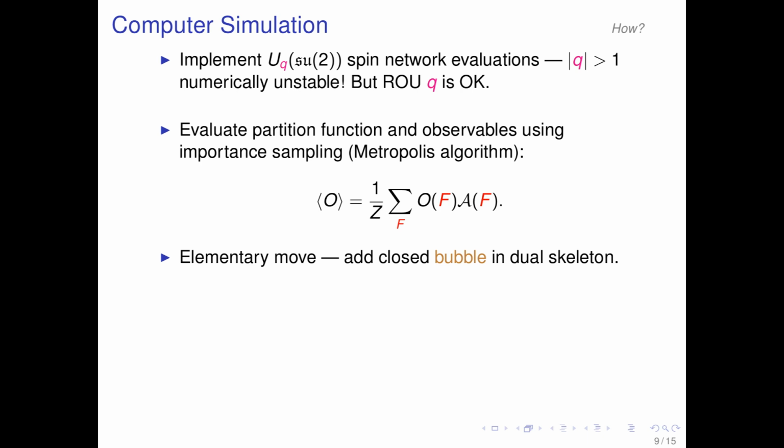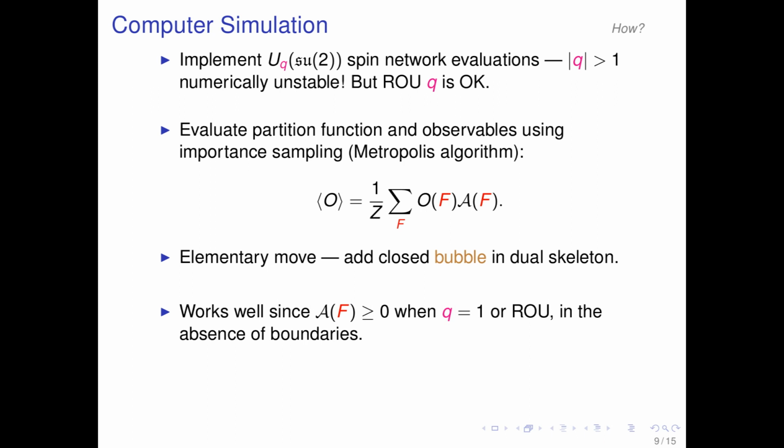And this geometric idea of closed bubbles has come up already in the talk by Wade Charrington, and will come up again in the talk by Florian Conradi later this afternoon. So the statistical algorithm works very well because we already know that in the undeformed case the amplitudes are positive, but we've also shown that this holds in the root of unity case. So this is very nice.